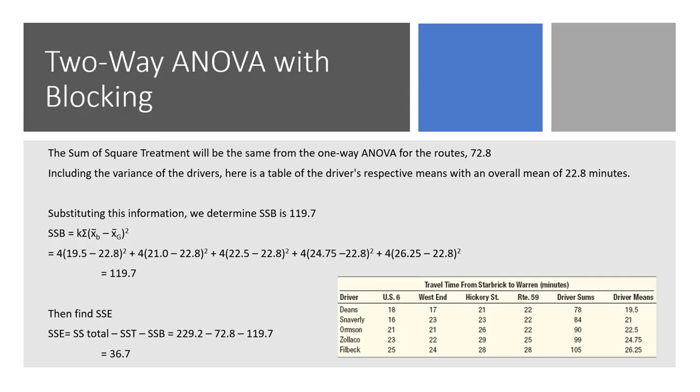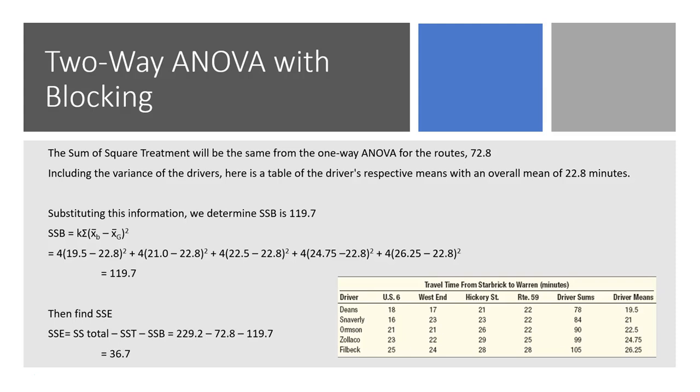So let's take into account that second variable, or our block variable. So the sum of squares treatment from the drivers is still going to be 72.8. Now let's find the sum of squares for our block variable, which in this case is the driver. The overall mean is found by adding the travel time for all drives and dividing by 20. So we have 456 divided by 20 to get 22.8.